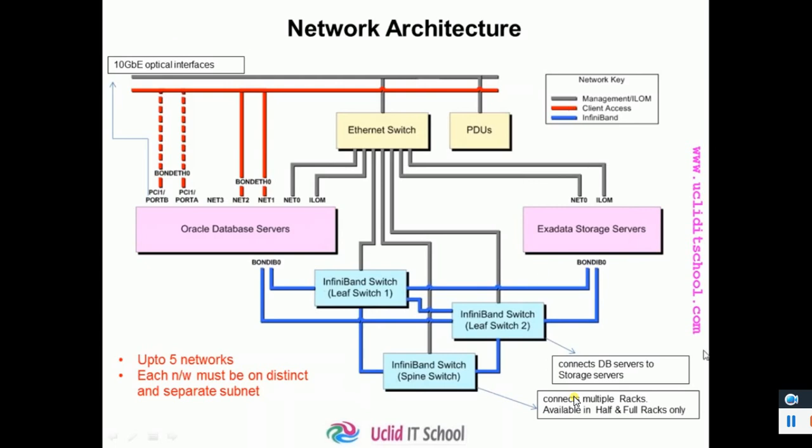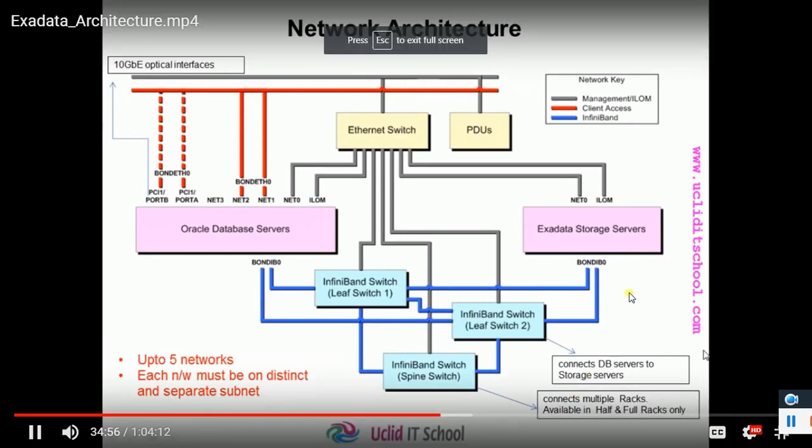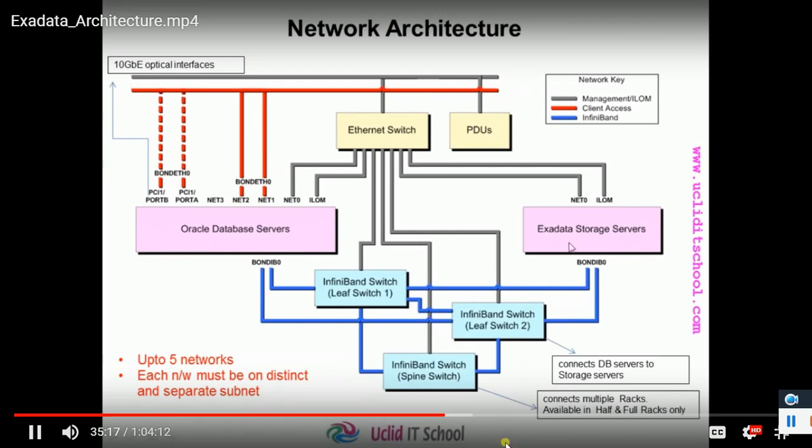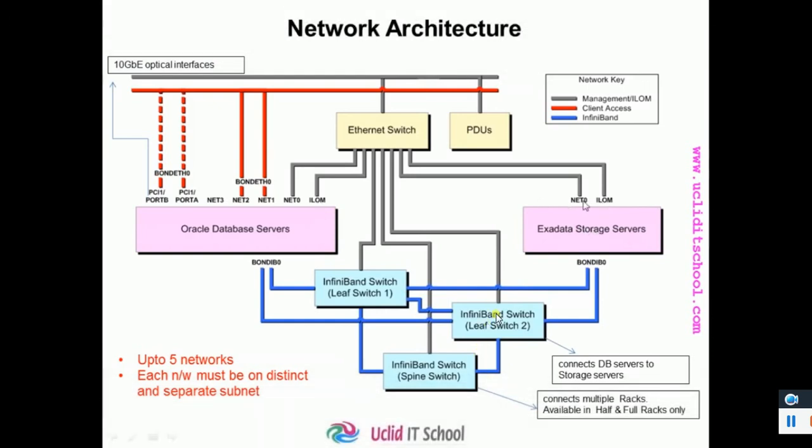Okay, now this is the network diagram used in Exadata. So let us understand the networking features with this diagram. Basically in this diagram you have database server, or servers. You have Exadata storage servers. Please observe the cursor when I move. So you have database server, you have storage server. Each server has network interfaces.